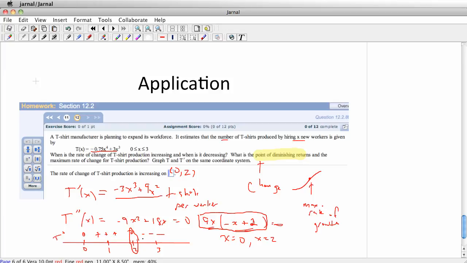The maximum rate of change is whatever the rate of change is at this point. Remember, T prime is measuring the rate of change. So the answer to this last question about maximum rate of change is just T prime at 2. That is the slope at the point x equals 2. That's the biggest that the slope ever gets. That's the highest that I will ever see my rate of change in this particular problem.